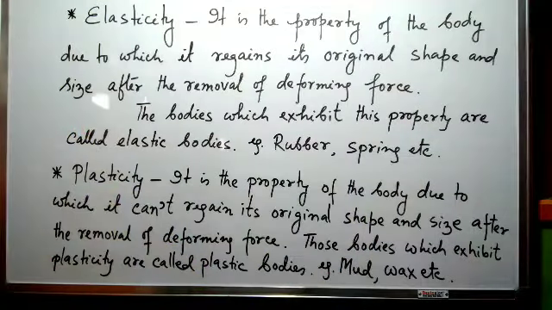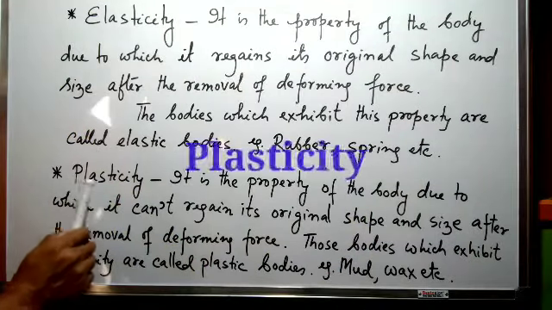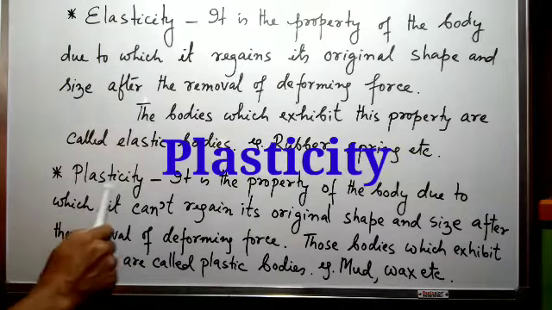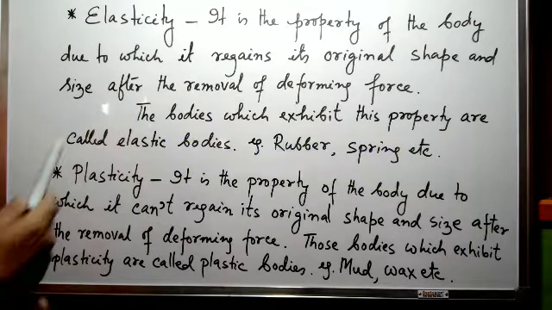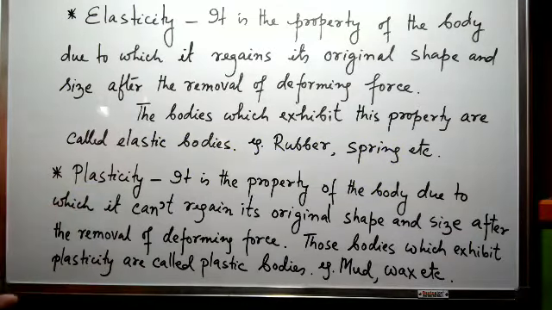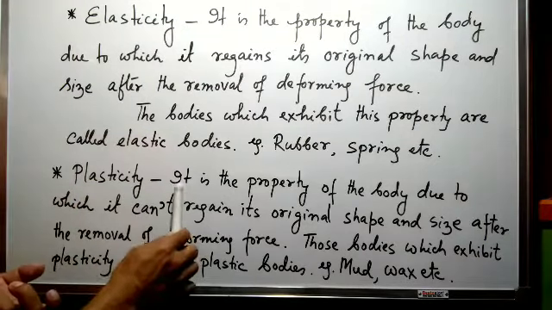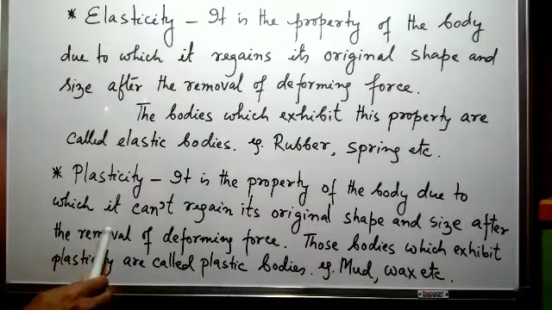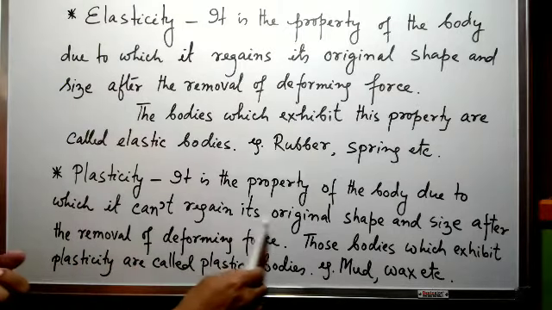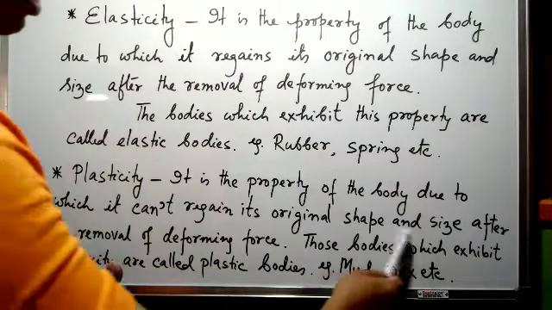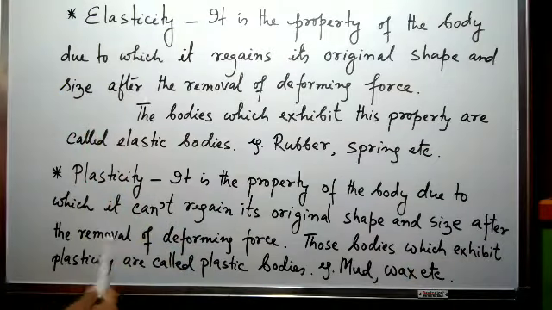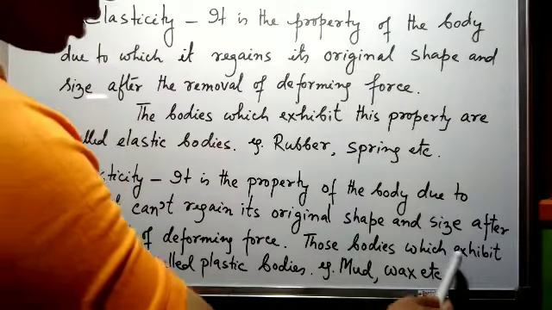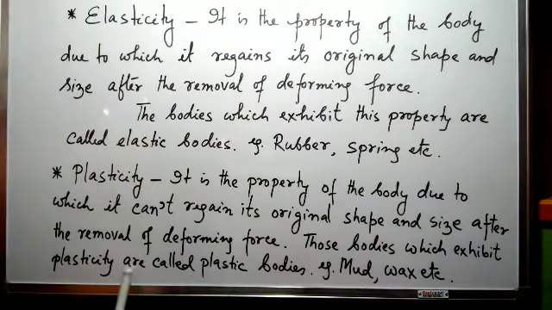So then next term is plasticity. Plasticity haragana karino bagi original shape and size hajan bangam da baduni. So we may define like this: it is the property of the body due to which it cannot regain its original configuration, that is shape and size, after the removal of deforming force. Those bodies which exhibit plasticity are called plastic bodies.